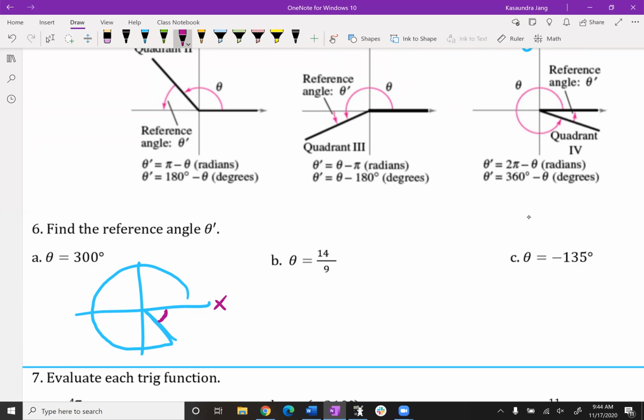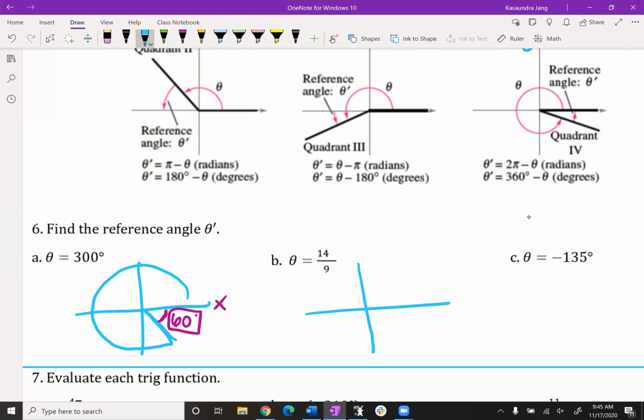Let's see, I know that 360 is a full circle, right? So if I'm going to finish off my full circle, this would have to be 60 degrees for my reference angle. Okay, any questions before I move on? Okay, I'm going to pretty much do the same thing. It's just in radians now.